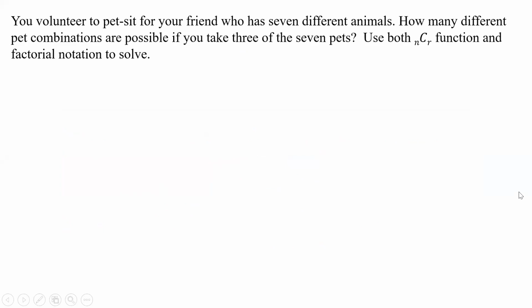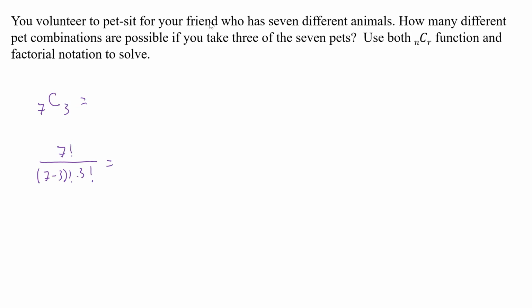All right, here's an example. You volunteered to pet sit for your friend who has 7 different animals. How many different pet combinations are possible if you take 3 of the 7 pets? Use both the nCr function and the factorial notation to solve. Well, n is going to be 7, and we want to take only 3, so it's going to be 7C3. The other way is 7 factorial divided by 7 minus 3 factorial times 3 factorial. Hopefully these will both give us the same number.